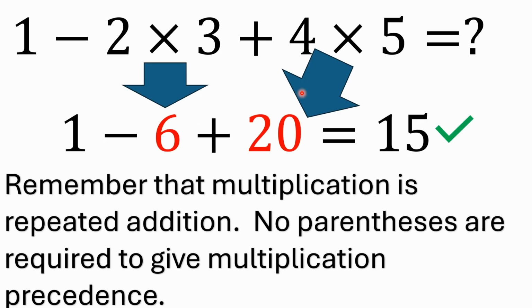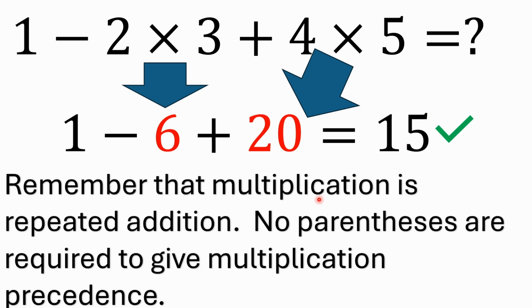All right, so we said multiplication is repeated addition, and I know I keep repeating that concept, but it gets lost. Not with everybody, but some people get confused with that. But basically, multiplication is going to get solved first. 2 times 3 is 6. 4 times 5 is 20. So this becomes 1 minus 6 is minus 5. You have negative 5. Negative 5 plus 20 is 15. 15 would be the correct answer.